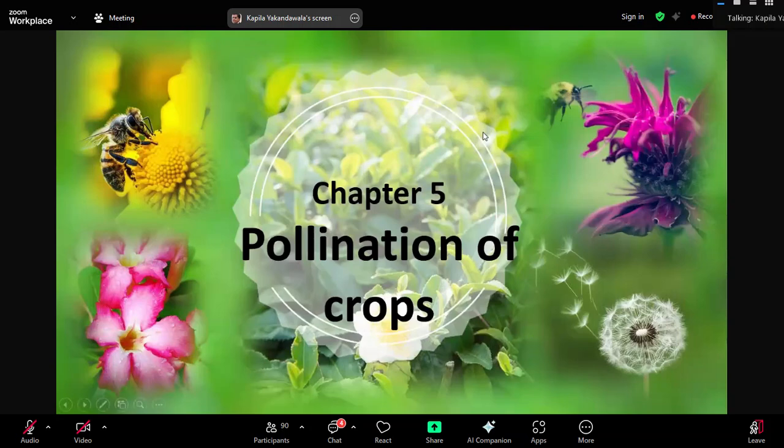Okay, next chapter. We initially discussed morphology, about roots, shoots, and leaves. Then we looked at flowers. Then the flower should pollinate to produce a seed. So let's look at pollination.